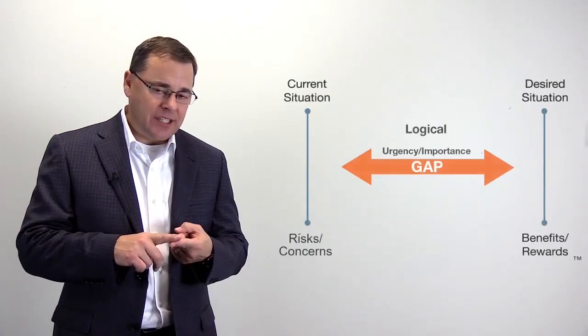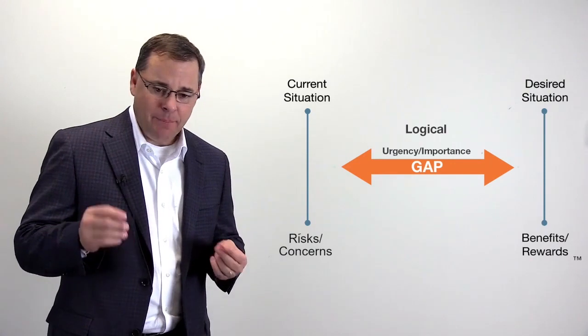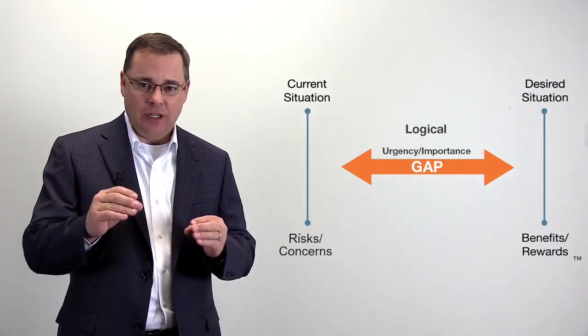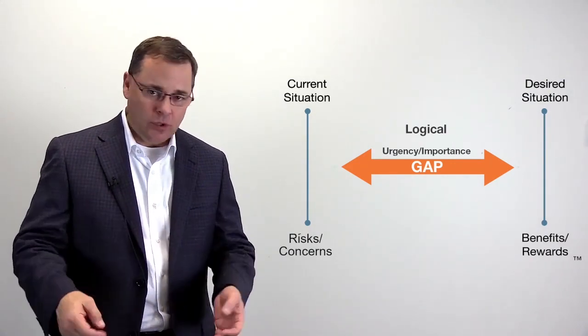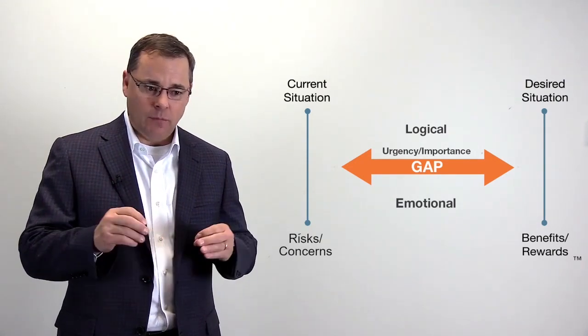Now, when you think about the four areas, if you will, current, desired, risk concern, benefit reward, I want you to think in terms of current and desired situation questions are logical in nature, okay? And people typically don't make change on logic alone. They need emotion. They need emotional reasons to move. And so your risk concern questions and your benefit reward questions are more emotional. So think of it in terms of current and desired situation questions are the what. That's the I understand our product, I understand the information about it. But the why is more emotional.